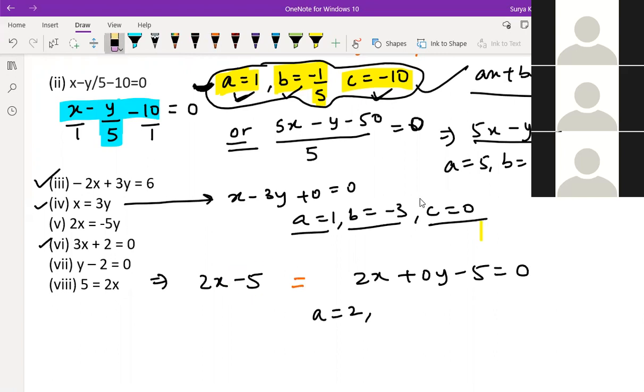Sir, then here the c is 5, sir. Where? And it's not 5, Sai Charan. c is minus 5, not 5. And b is equal to 0. That's it. Is it clear? Yes, sir.